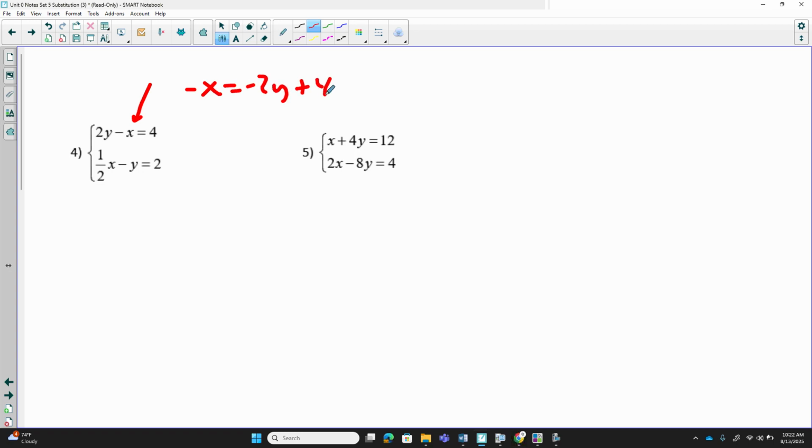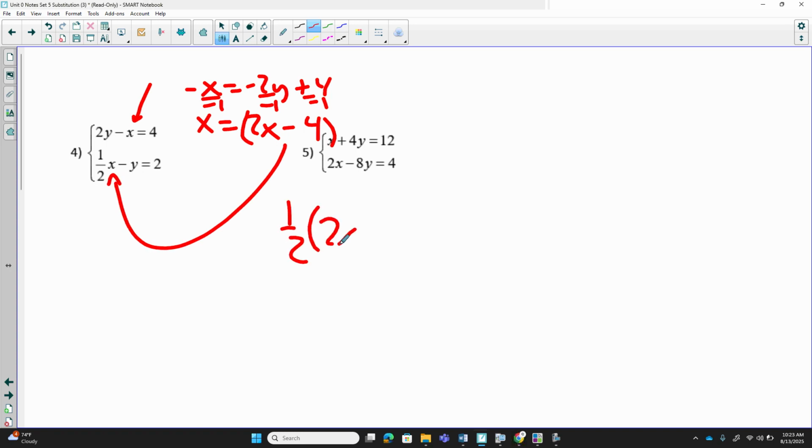I'm going to go ahead and multiply by a negative, and that would change all my signs. Or you can say I'm dividing by negative 1 on all of those. That's how your signs got changed. I'm going to take this and plug it into that equation right there. 1/2 times 2y minus 4 minus y is equal to 2.